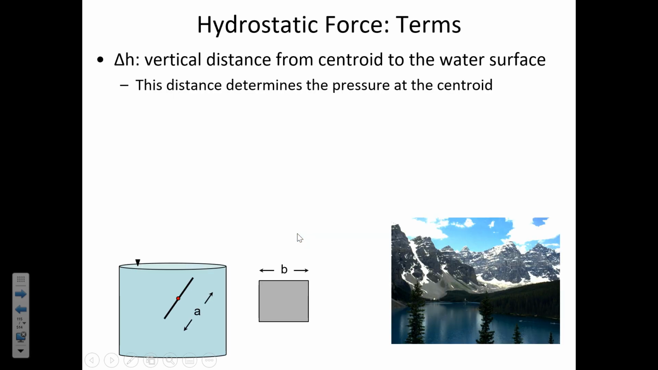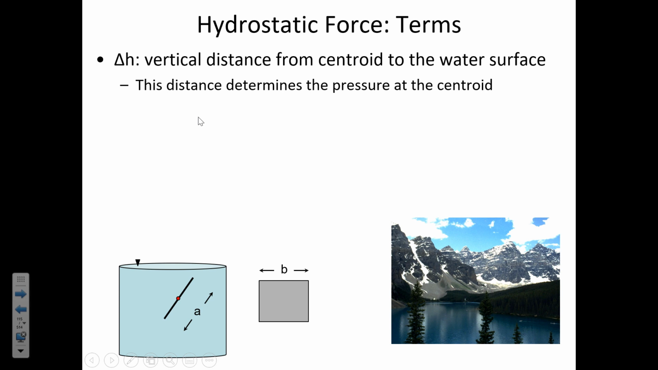All right, so let's review these terms. Delta H is the vertical distance from the centroid to the water surface. And when you know that vertical distance, that's how you find P bar. So P bar, the pressure at the centroid, is determined by delta H.